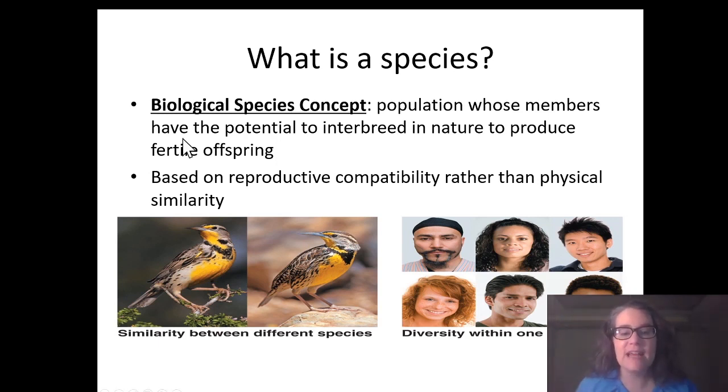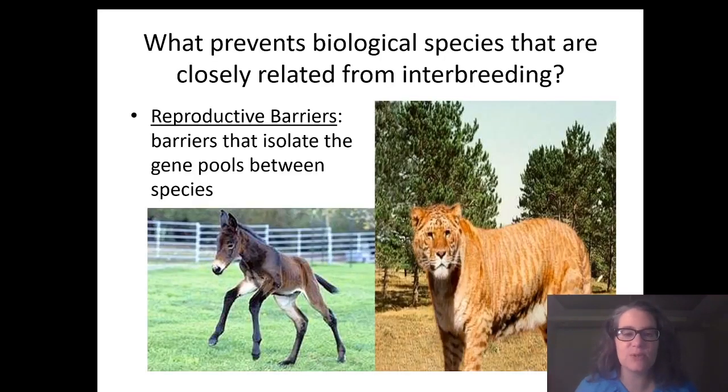You can see over here these birds, these western and eastern meadowlarks, to most people's eyes look the same, right? But they are two separate species. So we base this definition upon whether you can interbreed with something in nature and produce fertile offspring. Now, what keeps species like these meadowlarks from interbreeding accidentally, right? So what kinds of things do that?